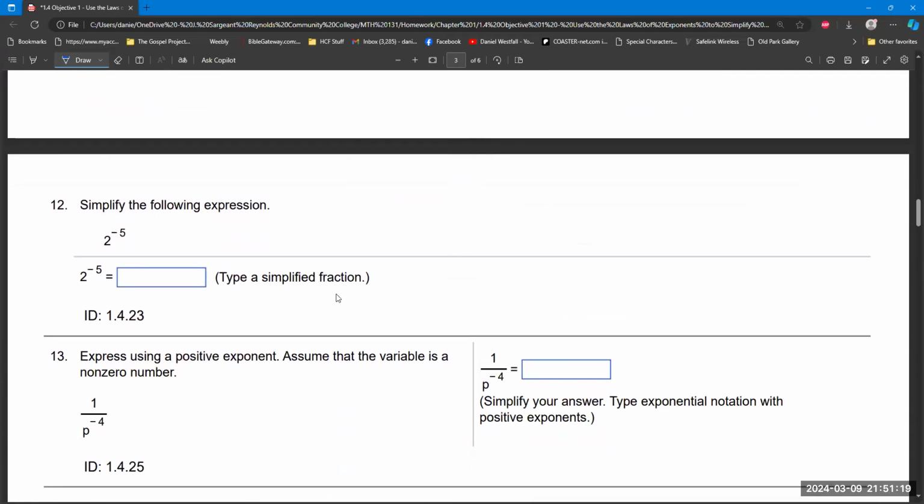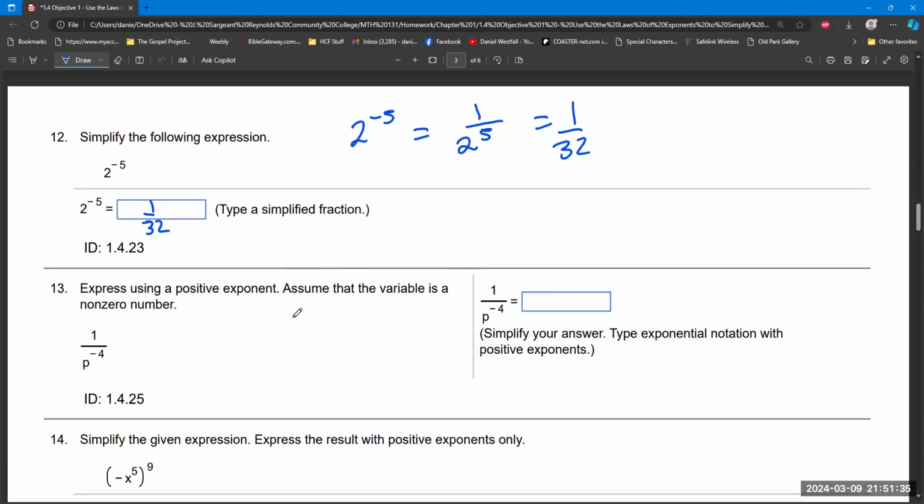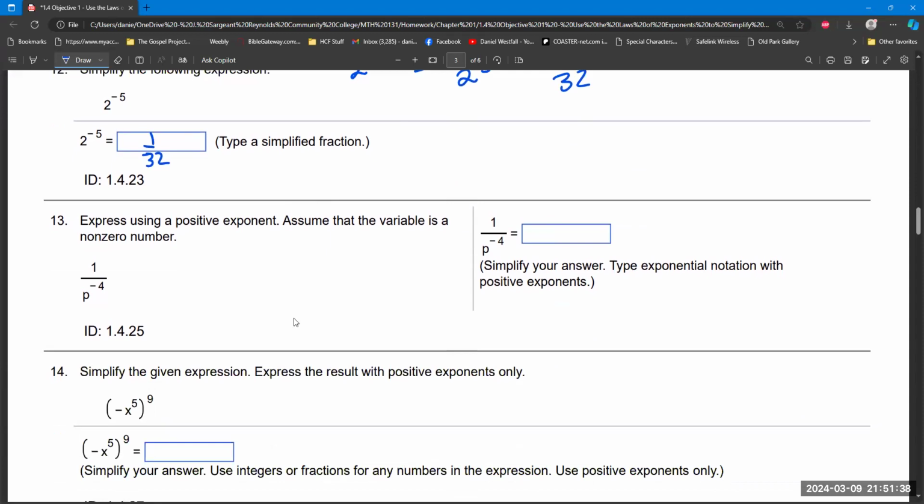When we have negative exponents, those mean for us to take the reciprocal. So 2 to the negative 5th is 1 over 2 to the 5th, which is 1 over 32. Now we want to express this with a positive exponent, so we're going to bring it across the fraction bar, and we're going to write this as 1 times p to the 4th, which is p to the 4th.